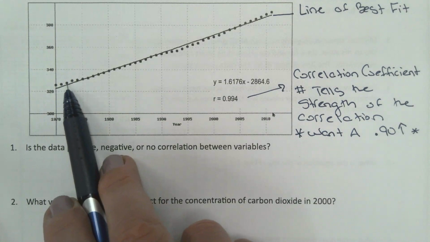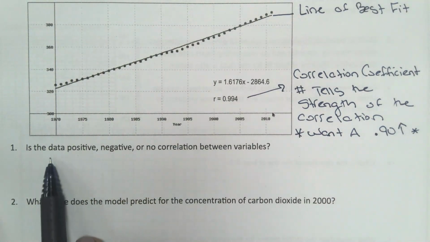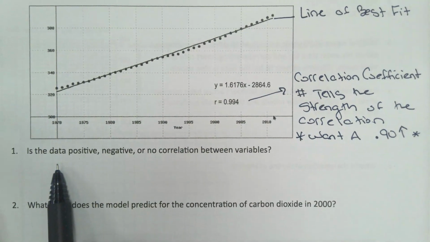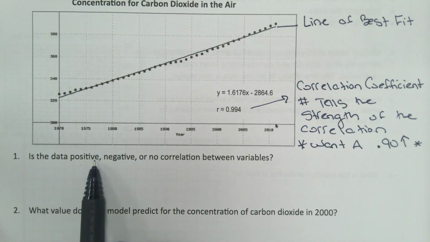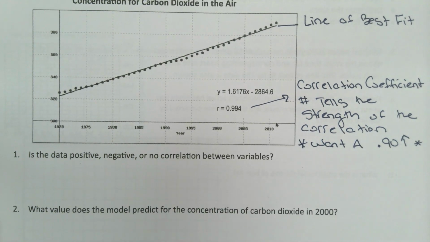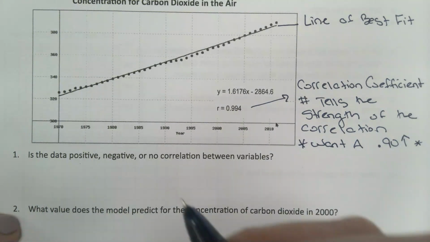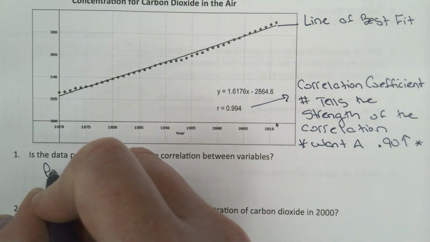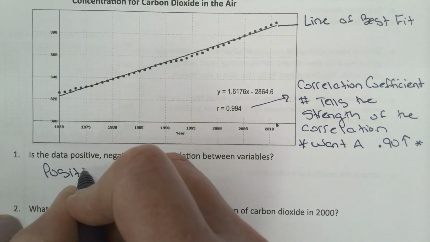As you look at this data here, you have to decide and be able to look at it visually and say, is this representing a positive, a negative, or no correlation between the variables? Once again, that's why I relate it to slope. Right here, are you looking at positive slope, negative slope, or I cannot judge this? I am definitely looking at positive slope, so I would say I have a positive correlation here.